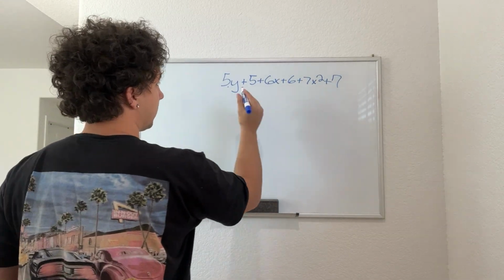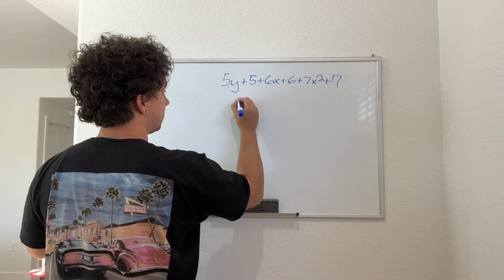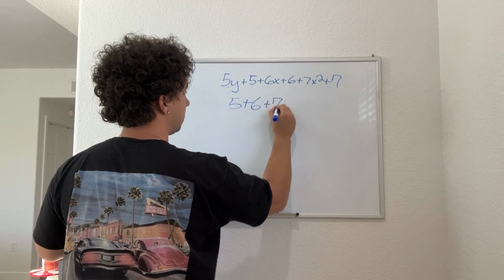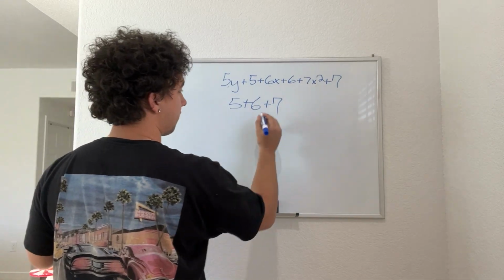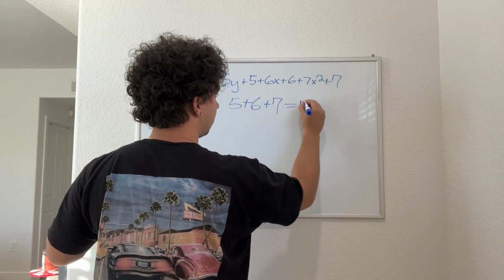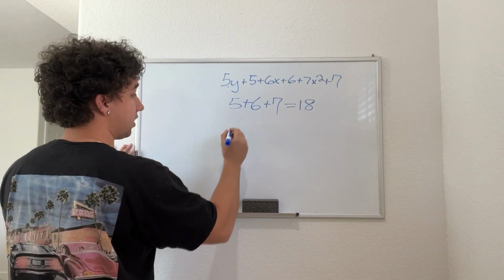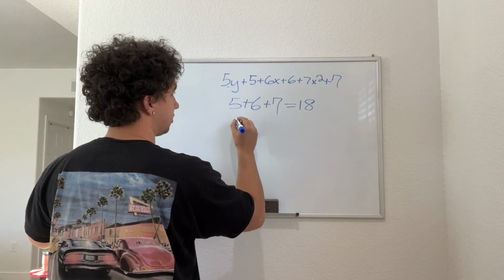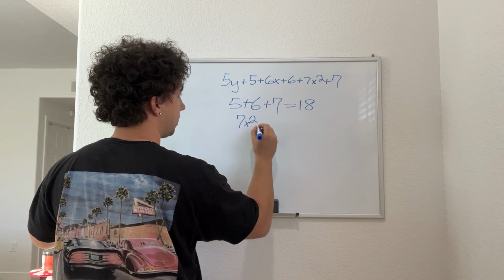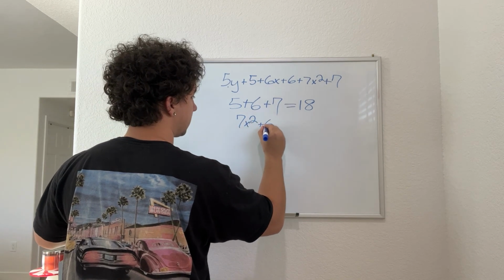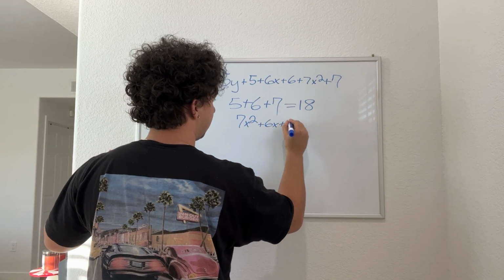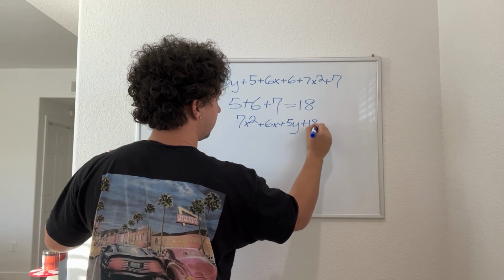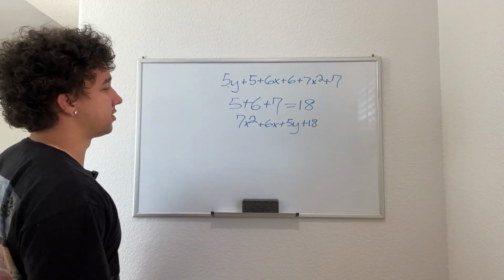So instead, what I can do here is just 5 plus 6 plus 7. 5 plus 6, that's 11, plus 7, that's 18. And then actually I can't do anything else here. Well, actually, customarily, you always do the highest degree first. So 7x squared plus 6x plus 5y plus 18. And that would be the final answer there.